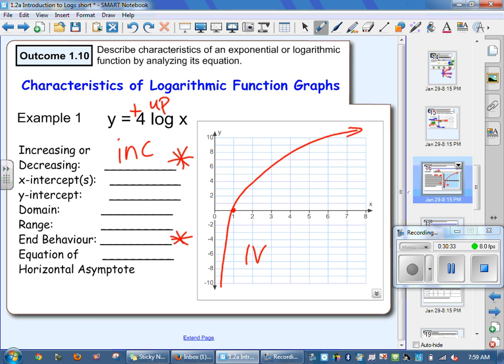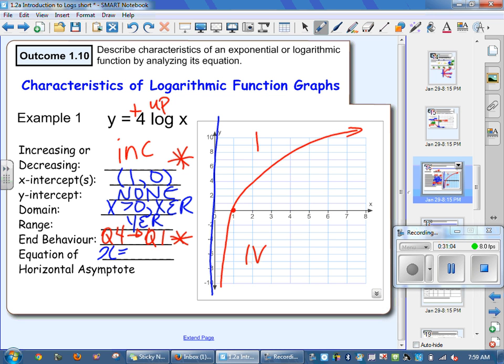The x-intercept is always at (1, 0). Y-intercept, we don't have any, so there's none. Domain, there's an x boundary, it must be greater than 0, and then any real number. Range, there's no boundaries, so it's y ∈ R. And the equation of our vertical asymptote, that's our y-axis where the graph never touches. So we're going to say that's called x equals 0, or you could also call it the y-axis. Okay? Let's move on to the next example.